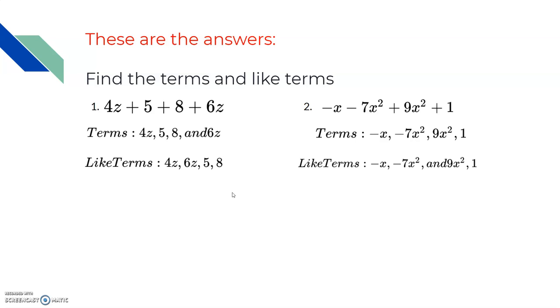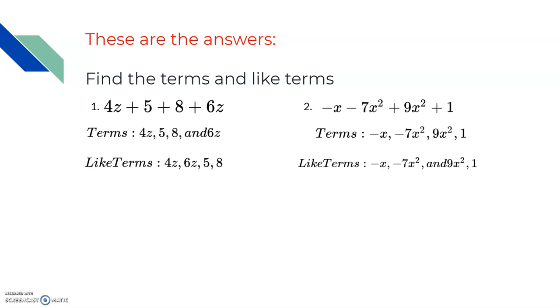For the first two questions, the objective was to find the terms and like terms. For number 1, we have 4z plus 5 plus 8 plus 6z. The terms are 4z, 5, 8, and 6z. What are terms? Terms are a single mathematical expression. What are like terms? It's when you find the same or a group of the same mathematical expressions, as in variables, the same integers, whole numbers, etc. Our like terms here are 4z and 6z because they have the same variable, and 5 and 8 because they are whole numbers and integers.